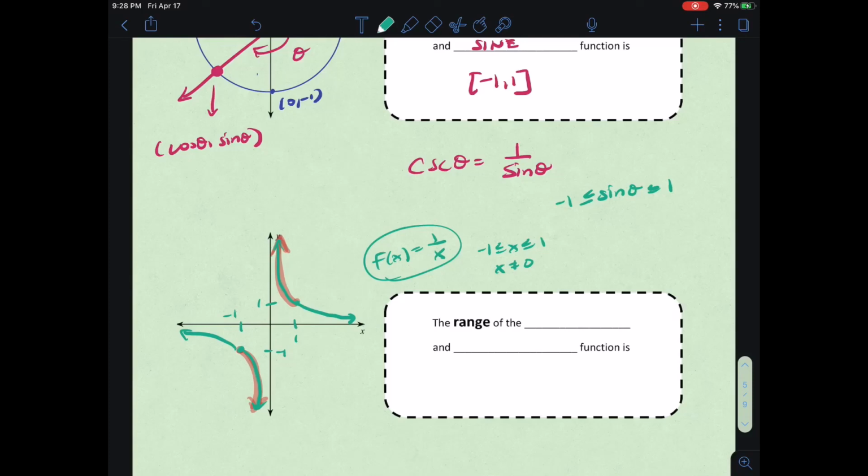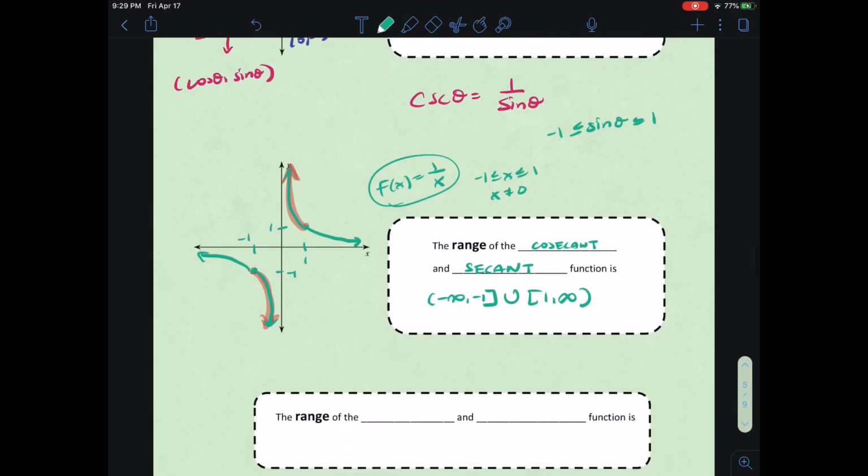And so the range of the cosecant function, if you look at this graph here, would be everything that's less than or equal to -1, which would be this portion right here, or everything greater than or equal to 1. And using interval notation, it looks something like that. You could use the same kind of reasoning to get that the secant function, which is 1 over cosine, will have the same range. Lastly, we have tangent and cotangent.